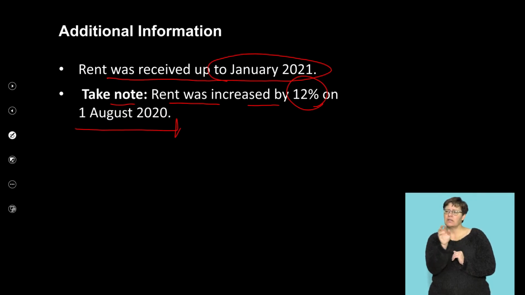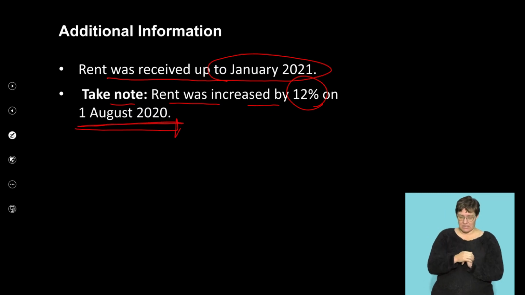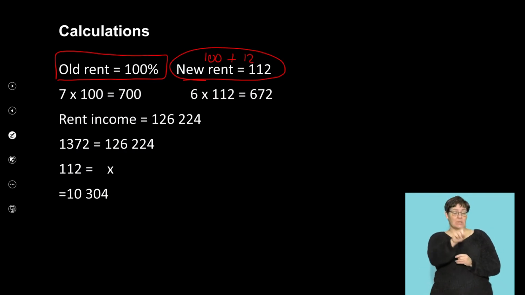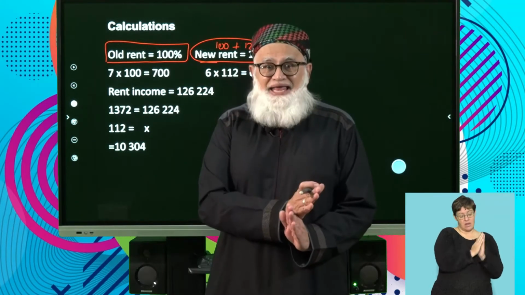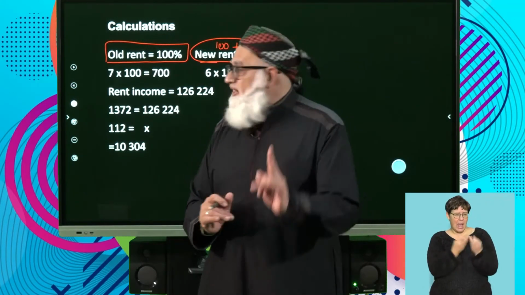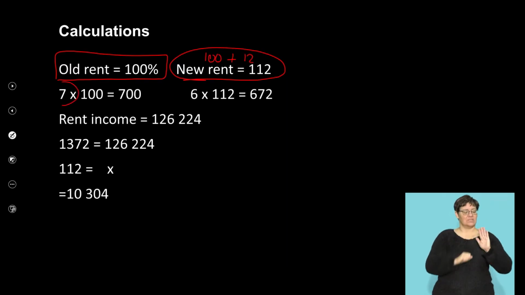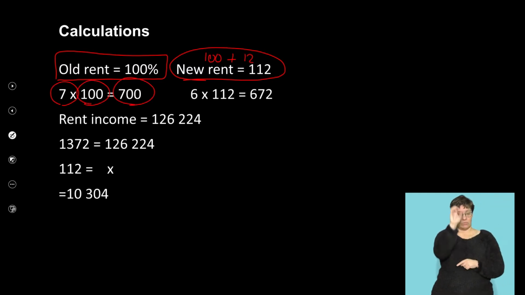The rent was received up to January. The rent was increased in August. So obviously, it means that from January to July, which is 7 months, your rental, therefore the 7 times the 100%, which was the old rental, gives me a figure of 700, right? That's the old rental. Let's take the new into consideration. The new was for 6 months.